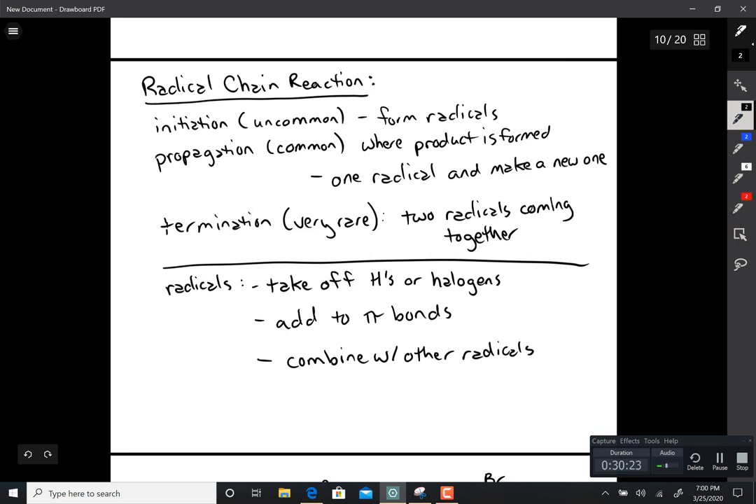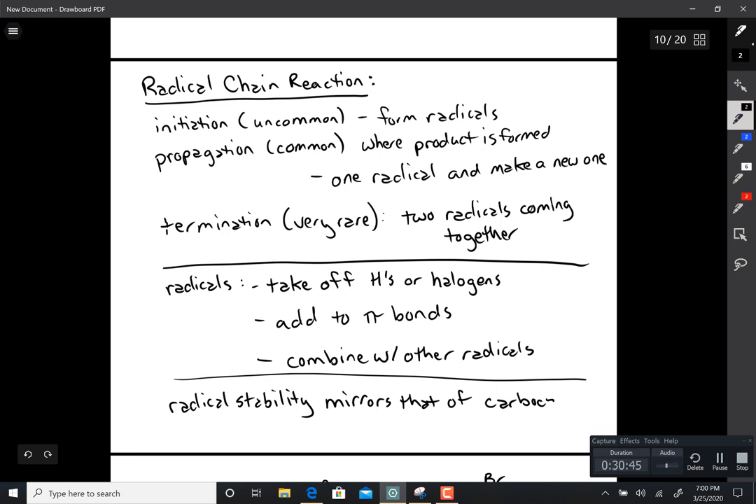And I suppose I had to say one more thing about radicals: that radical stability mirrors that of carbocations. So the more stable a carbocation would be, the more stable radicals would be. So a tertiary radical, when we say radicals, typically by a dot, are better than secondaries, much better than primaries, much better than methyl radicals. Don't form methyl radicals. In fact, don't form primary radicals either, if you can help it. Go for tertiary secondaries only. So, with that said, mechanism time.